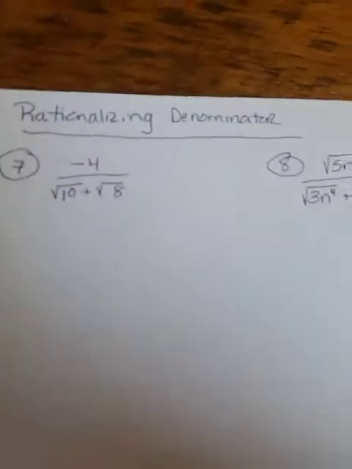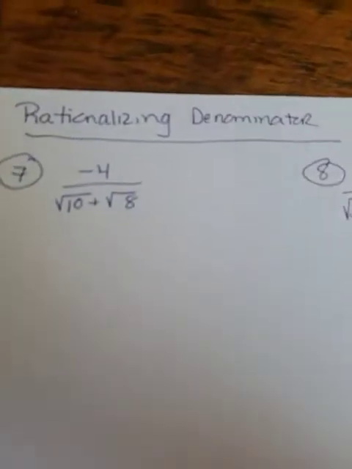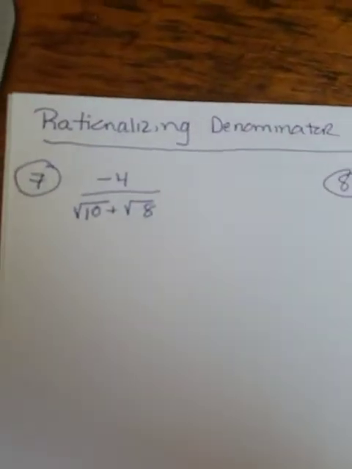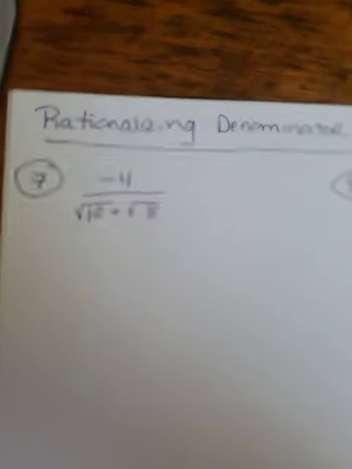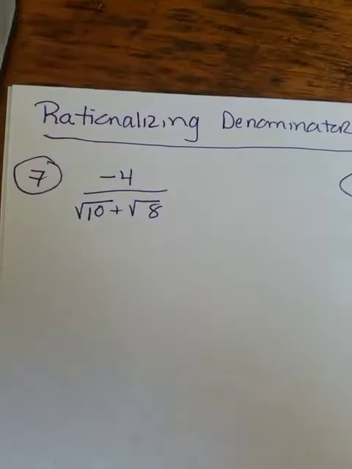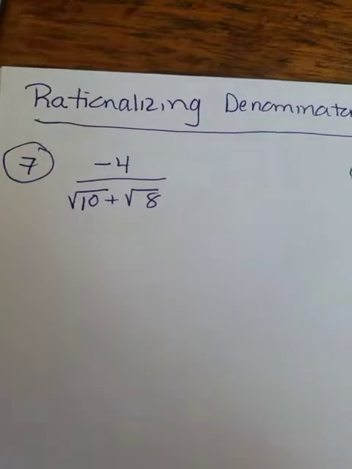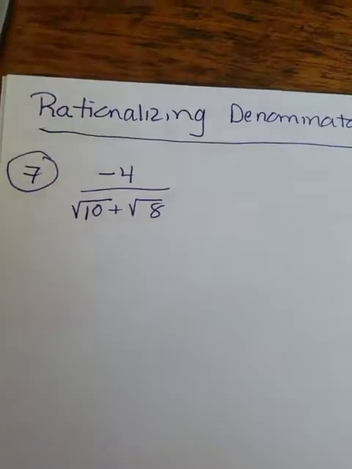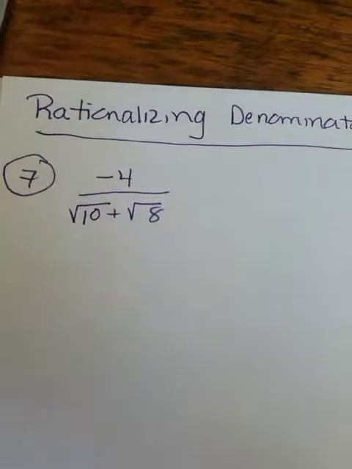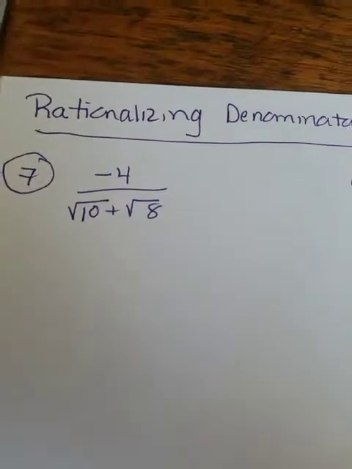Number 7, rationalizing a denominator. So again, we've done this before. To refresh your memory, I'm going to do it with numbers first. So some of you like to simplify before you rationalize, others don't like to. I'm going to take the approach of let's just get rid of these radicals.